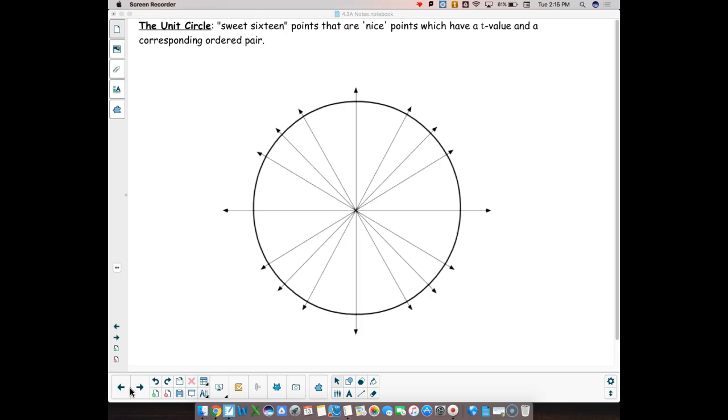4 of those 16 are super duper nice. Okay? Which 4 do you think are the super duper nice ones? Okay, so talk to me. Give me one of them. Pick one of them. For every point, we're going to find the degree measure, we're going to find the radian measure of the angle, and we're going to find the coordinates of each one. Pick one. Pi. Where is pi?